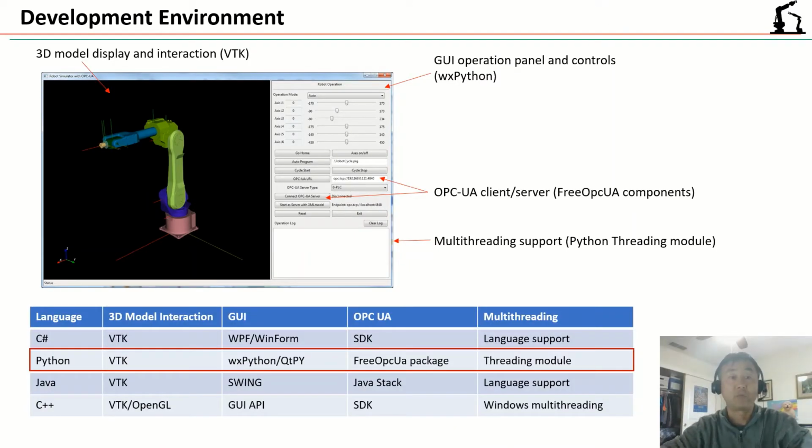In the previous video, I talked about the development environment selection. We have many choices. Eventually, we selected Python as the programming language, VTK for the robot model visualization, and wxPython for the software GUI development. We use the free OPC UA package to support OPC UA communication, and the threading module to support multi-thread.